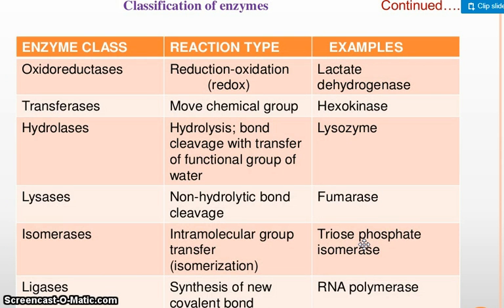Classification of enzyme. Enzyme class, reaction type. Example, oxidoreductases, reduction oxidation, lactate dehydrogenase. Transferases, move chemical groups, hexokinase.